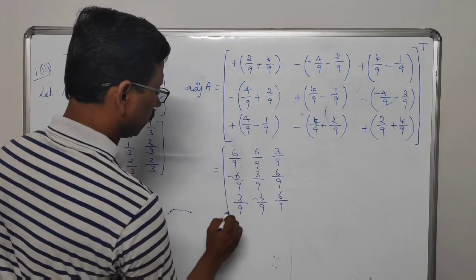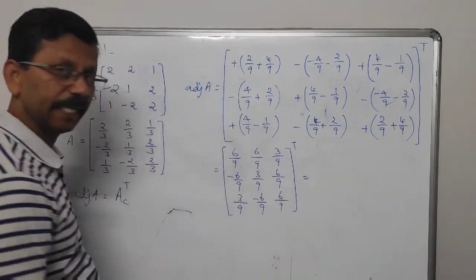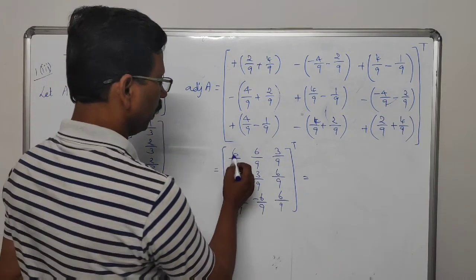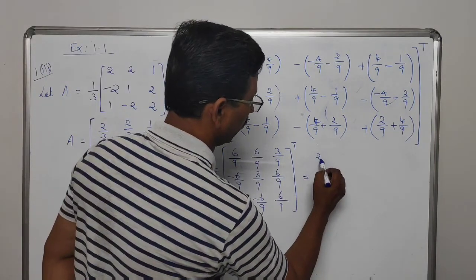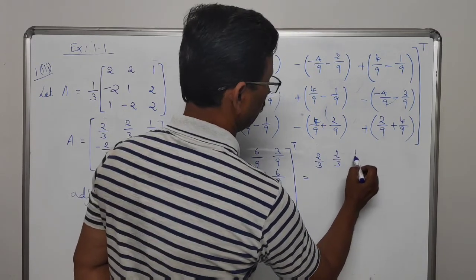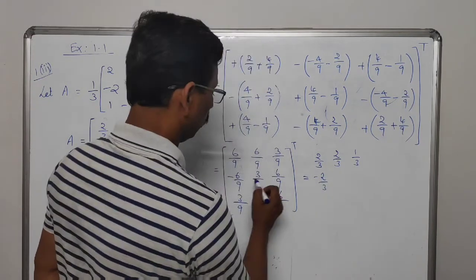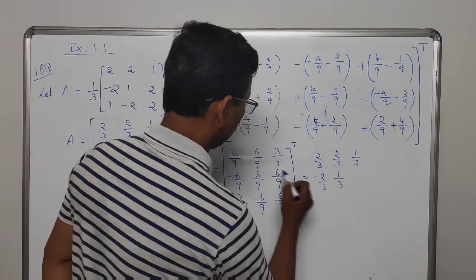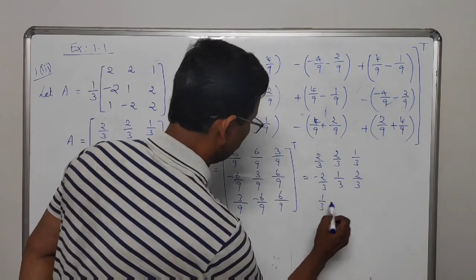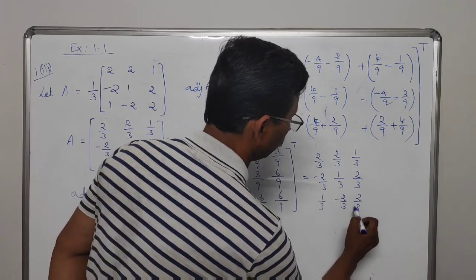For this matrix, we have to take the transpose. If possible, we can simplify. If you simplify, you can get 6 by 9 as 2 by 3. Now this you have to write 2 by 3. Now this you can write 1 by 3. Now again this is minus 2 by 3. Now this is 1 by 3. Now this is 2 by 3. Now this one 1 by 3. Then minus 2 by 3. Now this will be 2 by 3.